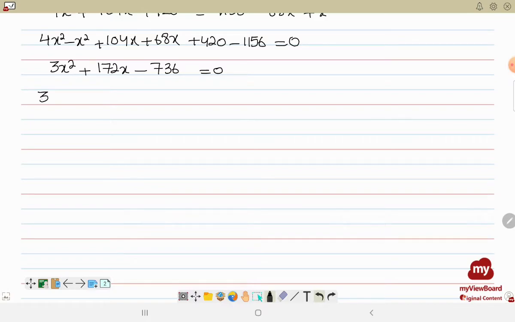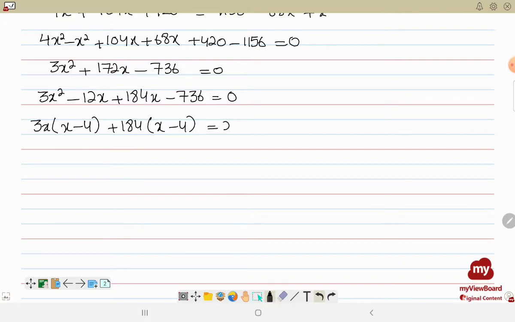Now we are going to break the middle term. We'll use these two factors. 3x square will be as it is. We'll write minus 12x and plus 184x. When you solve it, you'll get 172. So let's take common factors. Here we have 3x, and 4 and 184 are common. So we are left with x minus 4, and then again x minus 4 is the common factor. So we are left with this.